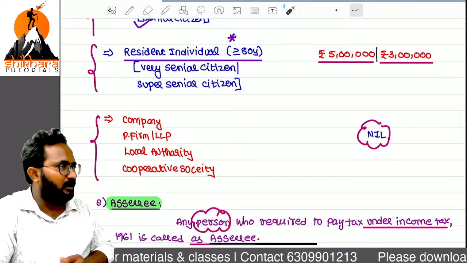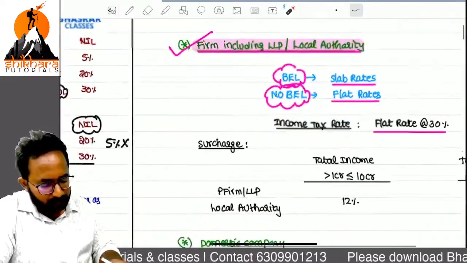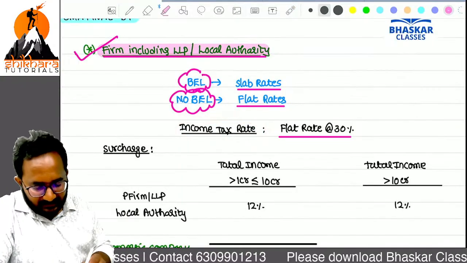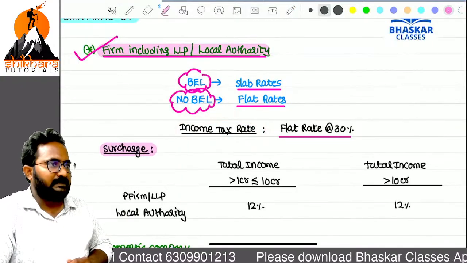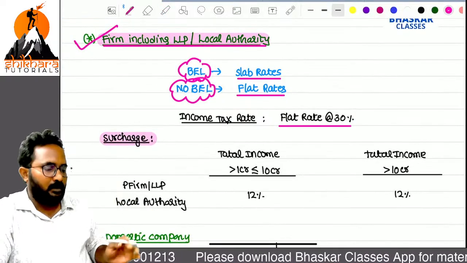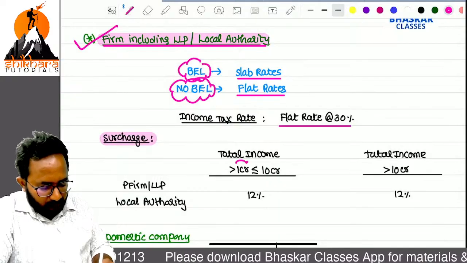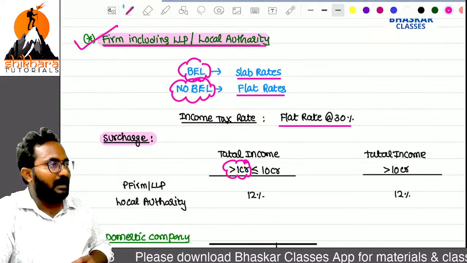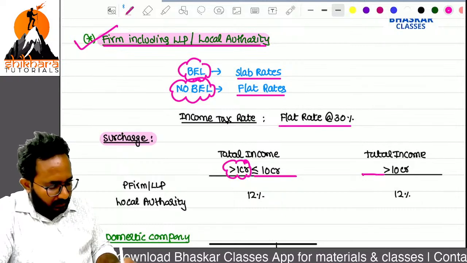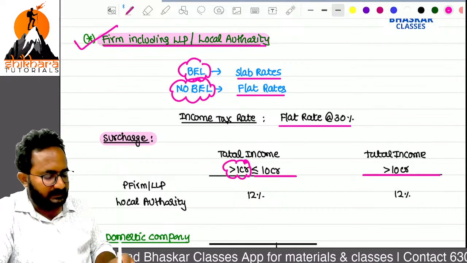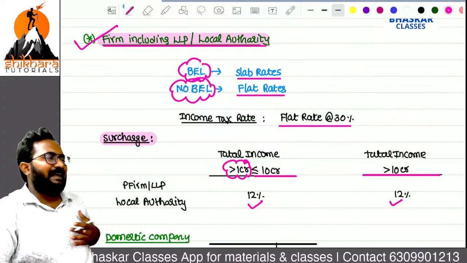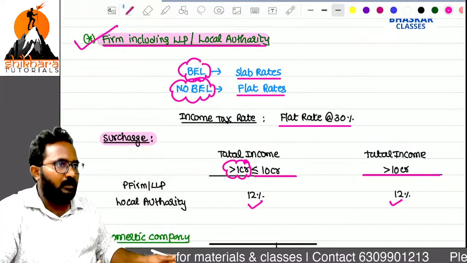They don't have any basic exemption limit. Now, sir, income tax rates okay. Then what is the surcharge rate? Surcharge depends upon the total income. If your total income is more than 1 crore, less than or equal to 10 crore, or more than 10 crore, the surcharge is always 12%. I just classified it in a different manner.